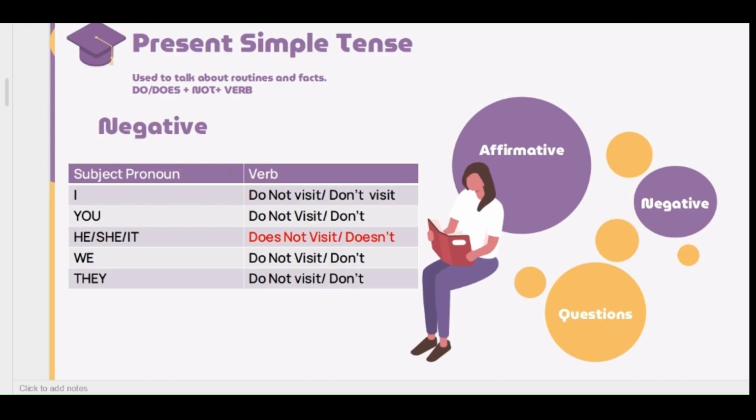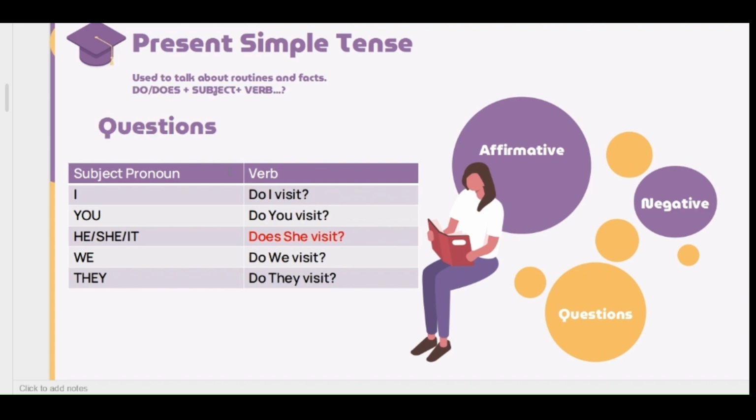So for all the subjects, I, you, we, they, we're going to use do not plus the base form of the verb. So that means we're not going to change the verb. But for he, she, it, we have to use does not plus the verb. The same thing happens for all the verbs. It doesn't matter the endings, we always have to use the auxiliary verb do or does not.